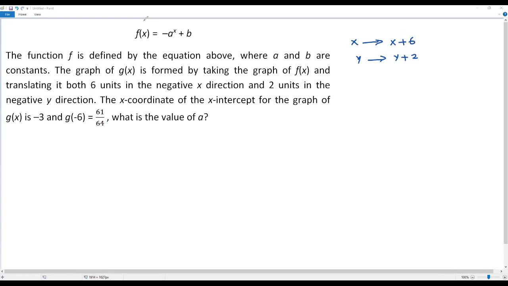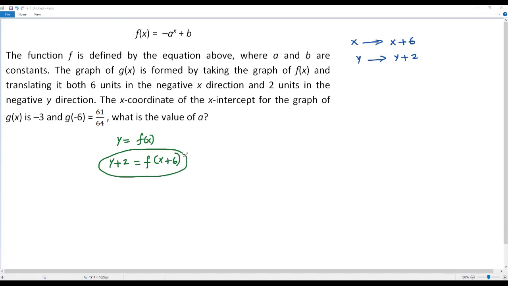Okay, now let me take the given function f of x as y equals f of x. According to the instruction, we have to apply the two transformations here. That is translating 6 units in the negative x direction and 2 units in the negative y direction. Then we have to replace this y by y positive 2. We get y positive 2 here. F of, we have to replace this x by x positive 6. Let me do it.